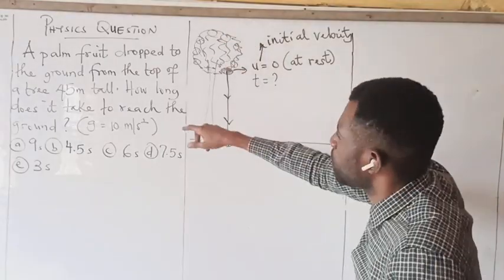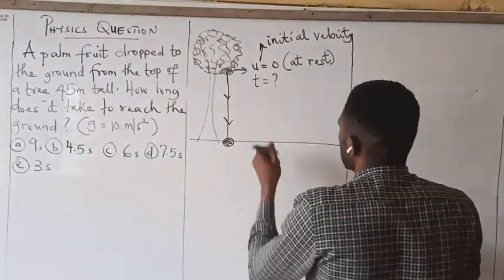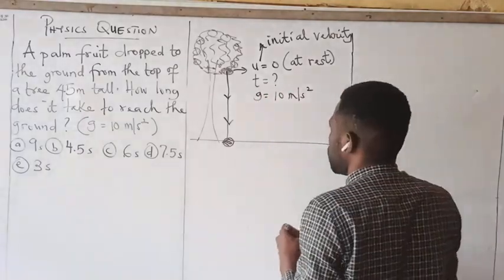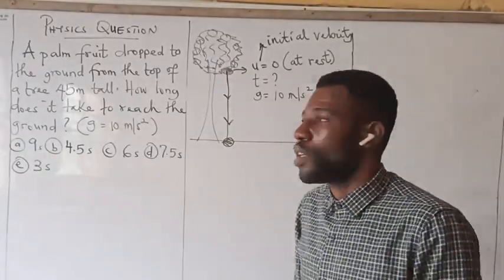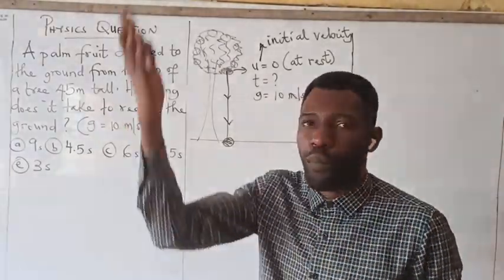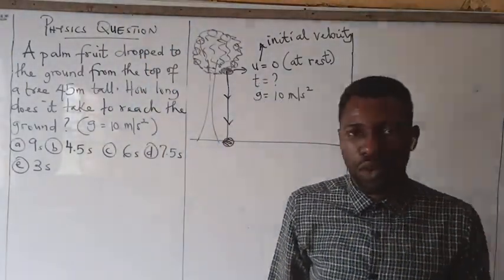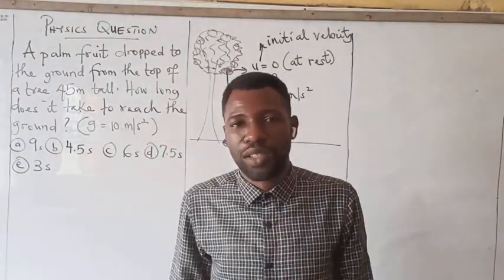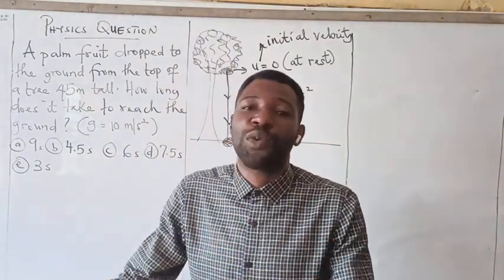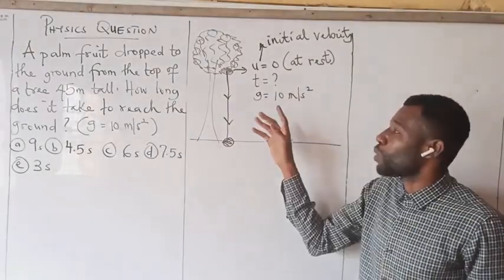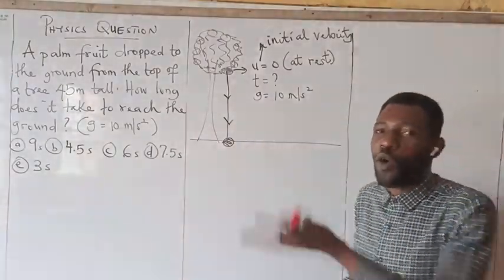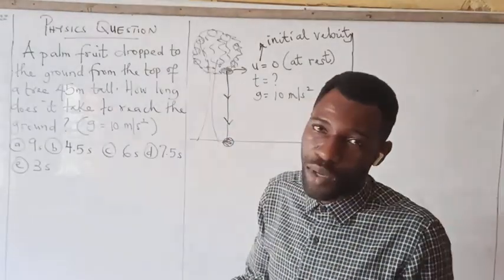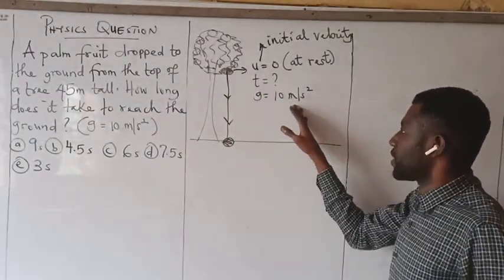We don't know. But we're given something called g, and g is the acceleration due to gravity. g always acts when the body is either going upward or falling downward. But when the body is going horizontally in a straight line, g does not act on the body. So g acts either upward or downward. Alright, so we have g to be 10 meters per second squared. It's a constant value, approximately 10 meters per second squared.